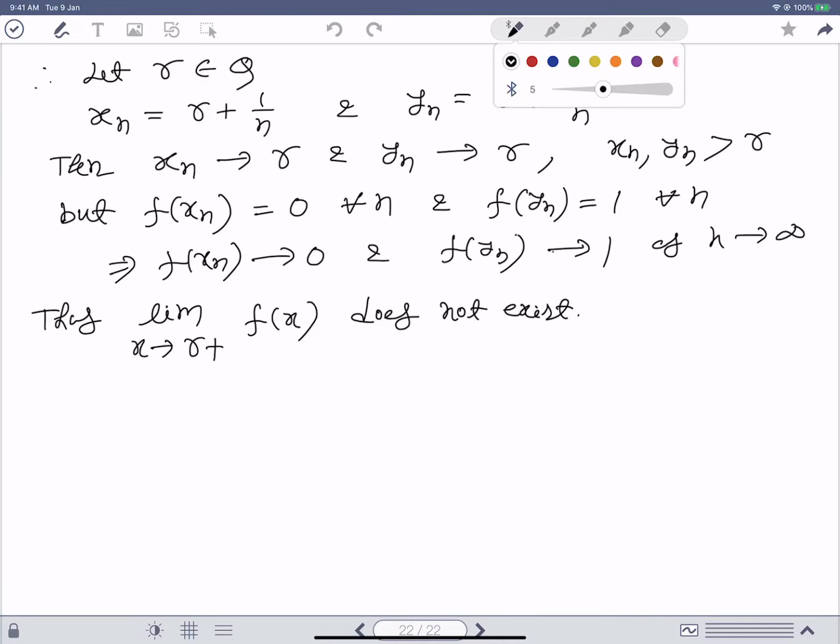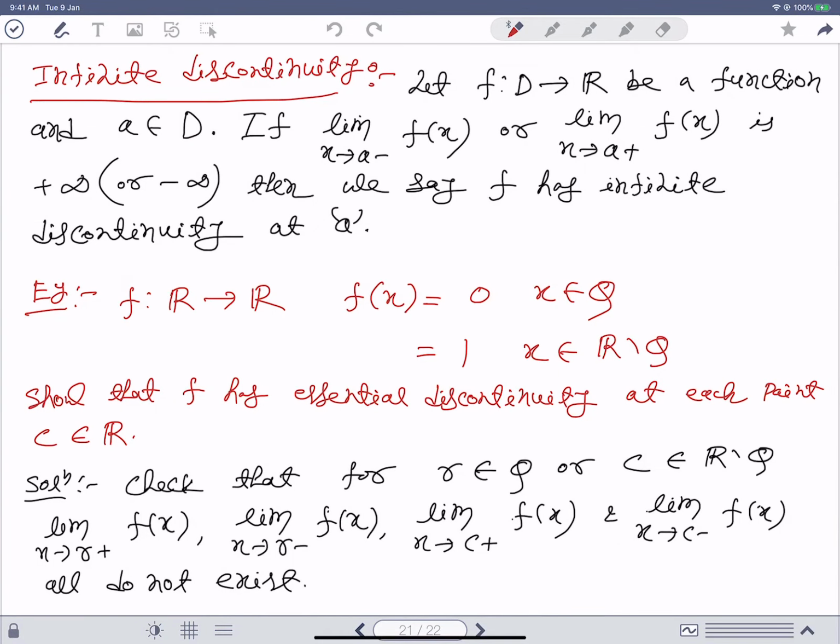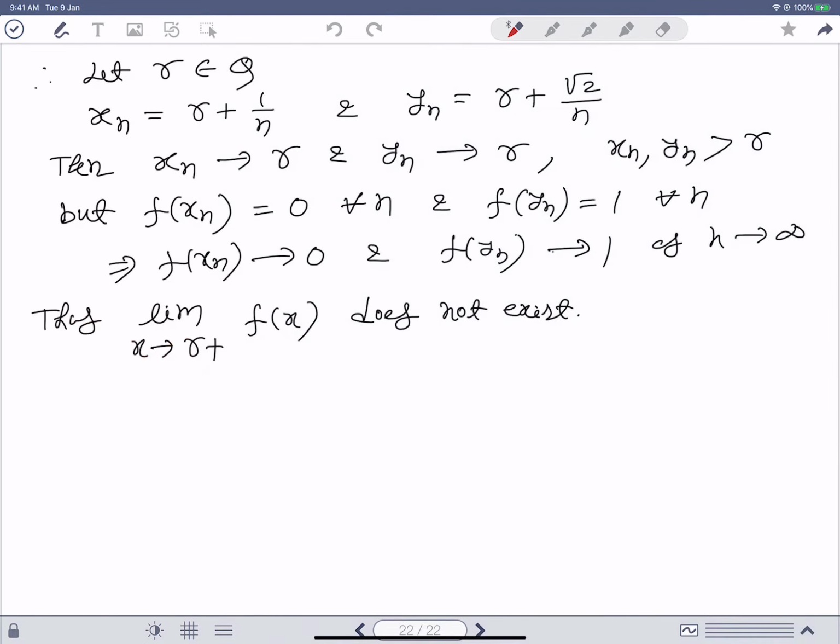right? Now similarly, if you choose x_n equal to r minus 1 by n and y_n equal to r minus root 2 by n, then you can check that limit x tending to r minus f of x also does not exist, right? Now what if you choose your c belongs to irrational number, right? Now in that case you can find one.